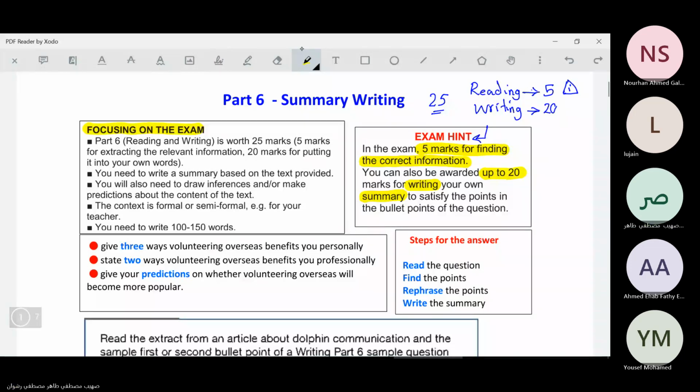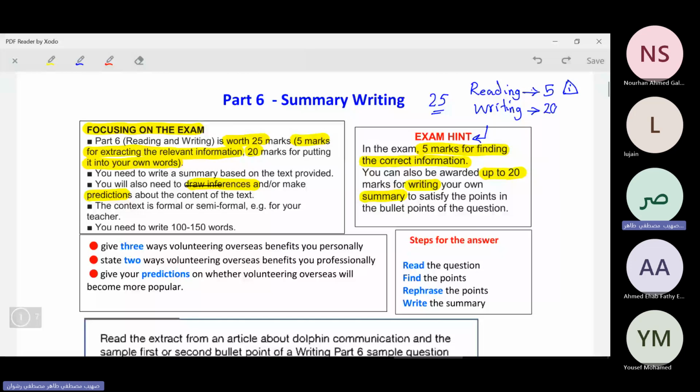Read, Ahmed. Part 6, reading and writing, is worth 25 marks, 5 marks for extracting the relevant information, and 20 marks for putting it into your own words. You need to write a summary based on the text provided. You will also need to draw inferences or make predictions about the content of the text. The context is formal or semi-formal, for example, for your teacher, and you need to write between 100 and 150 words. Thank you.